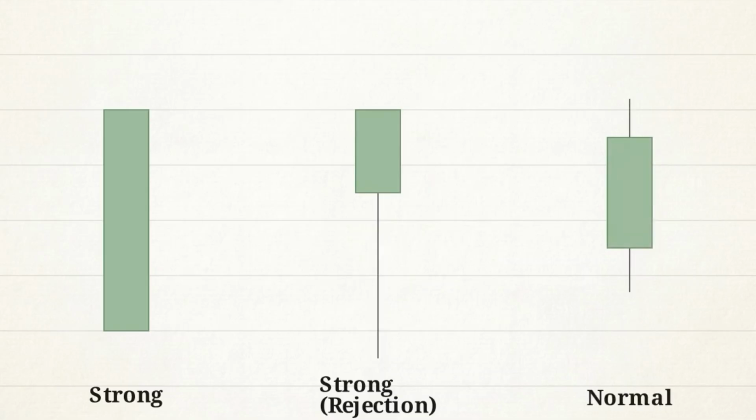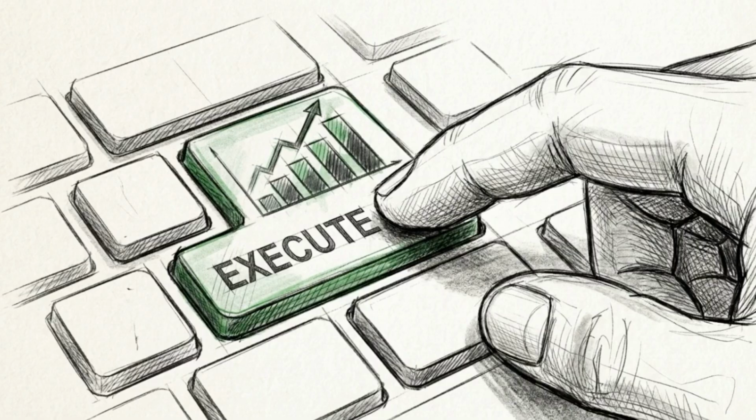Normal candlesticks show more balance. These have wicks, but they remain less than half the size of the body, suggesting that while the opposition is present, they aren't strong enough to stall the primary trend. Because these formations represent definitive conviction, they are the most reliable signals for entering a trade.